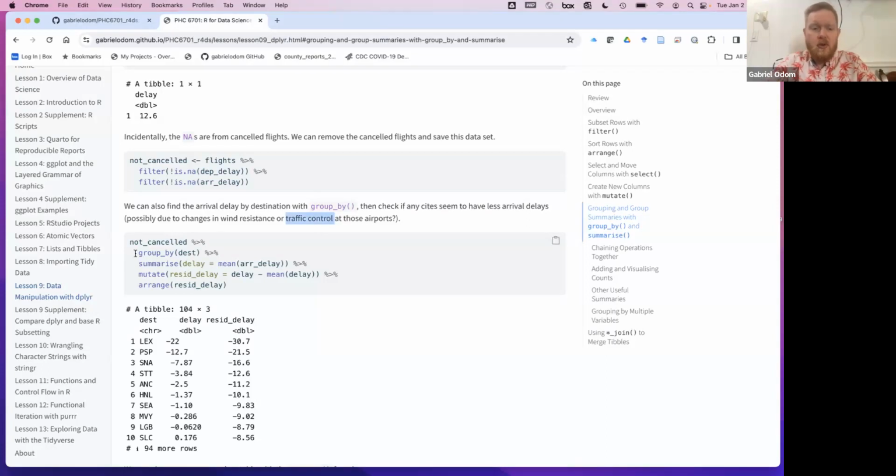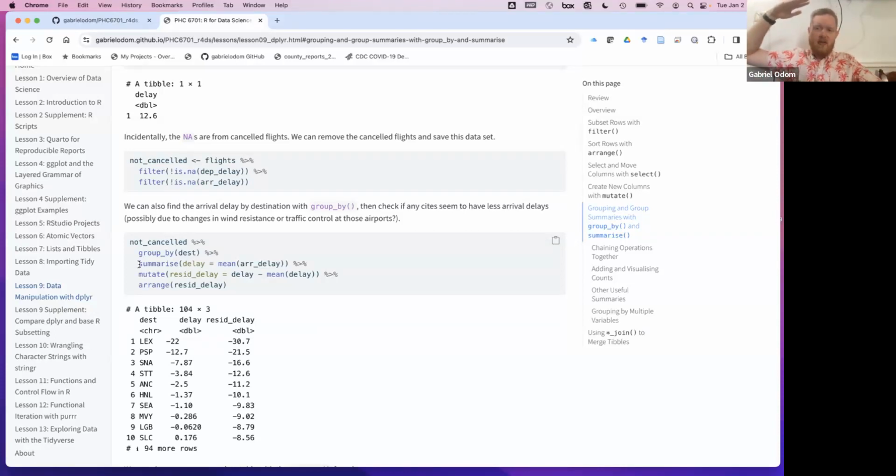So what we would do is we would say, let's group by the destination airport. So all of the flights that are going to one particular destination, and we look at the arrival delay. And so that's this summarize. So we're going to group by the destination airport, and we're going to summarize all of these values.